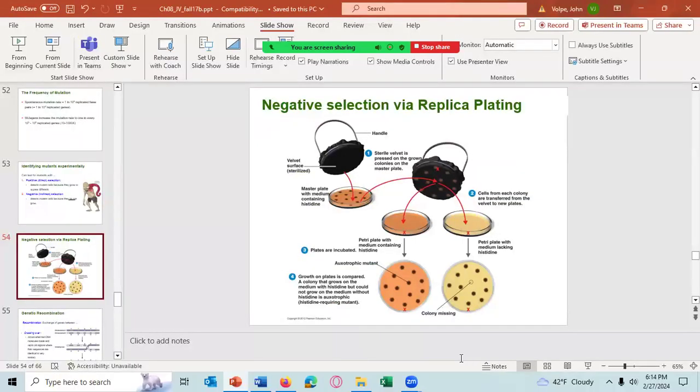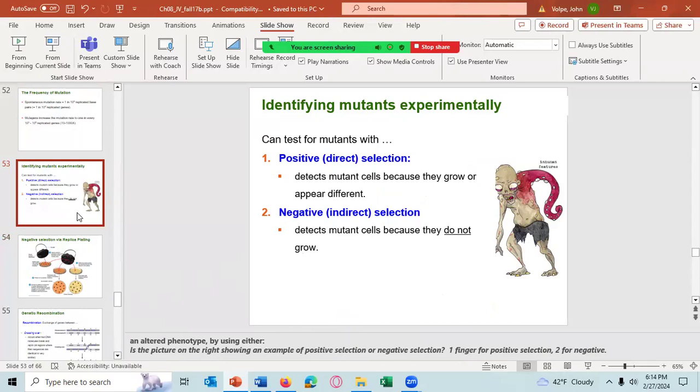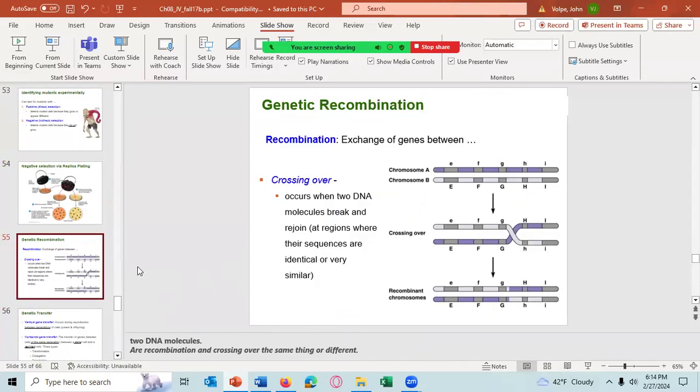Looking for a mutant. Any questions about negative and positive selection for mutants? If not, let's talk about recombination.